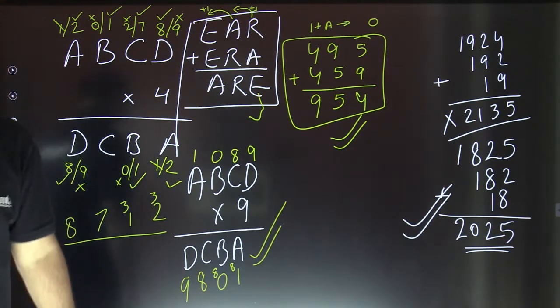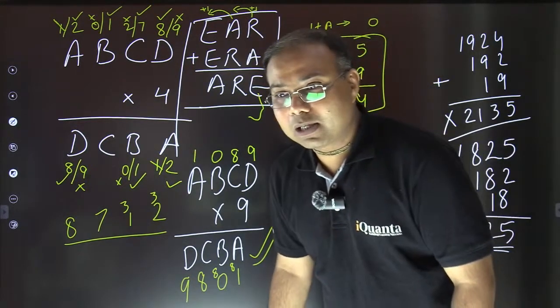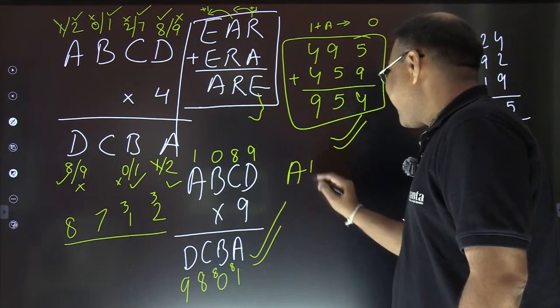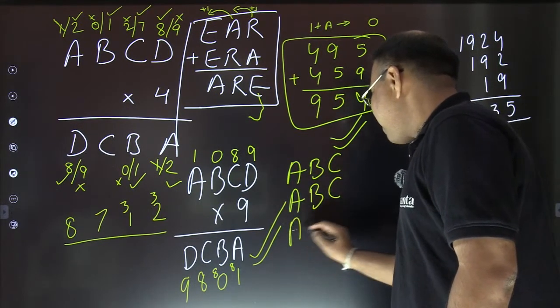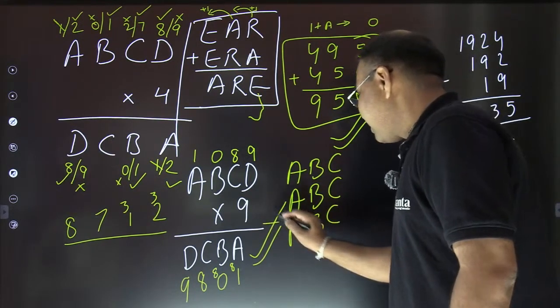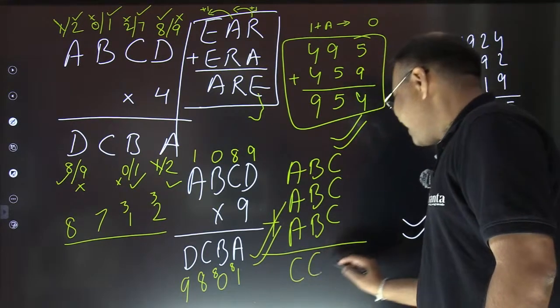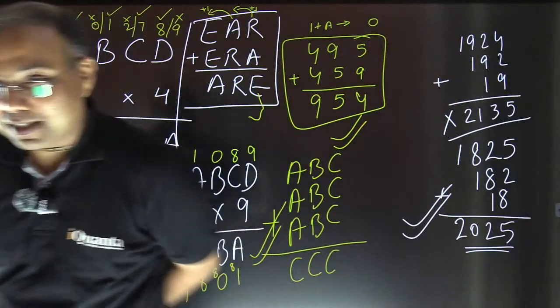Okay, you are solving so nicely. Yes, I'm really happy with all of your participation. So I'm giving one more question. ABC, ABC, ABC, and their sum comes out to be CCC. Find out the values.